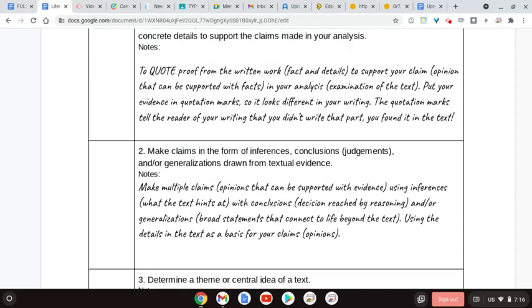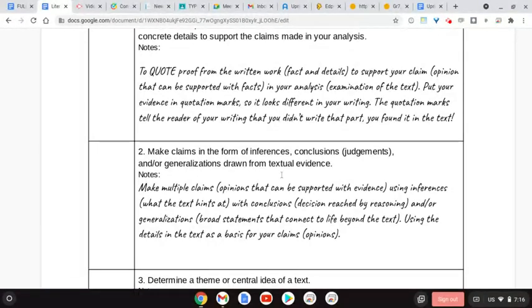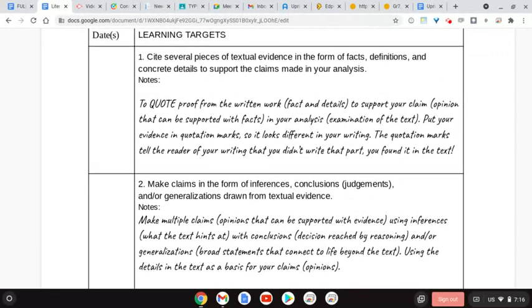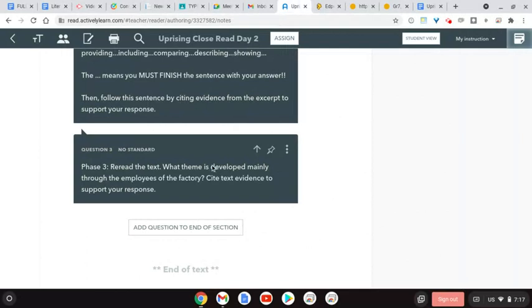As you create your opening statement for that, you're creating your claim. Remember, your claim is your inference, your conclusion, your generalization drawn from the text evidence that connects to that learning target about the theme. You would follow your claim with cited text evidence in the form of a direct quote, word for word from the text, and then follow your cited text evidence with your analysis, where you explain and show us the connections you found between your evidence and your opening claim. And that will finish all 3 phases of this close read. Go ahead and get working.